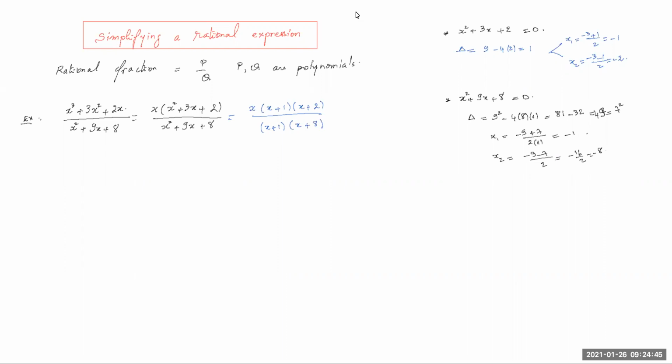And now, the second step, I see I can simplify with this term, and get my final answer, which is x times (x plus 2) over (x plus 8). Okay, now let's do one more.